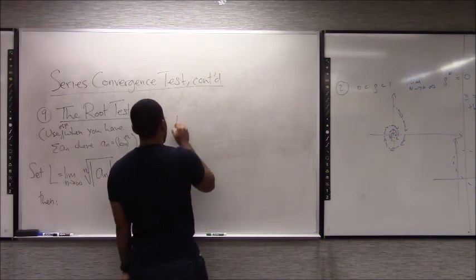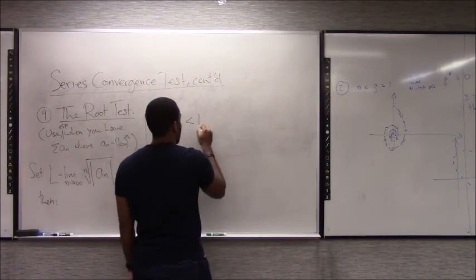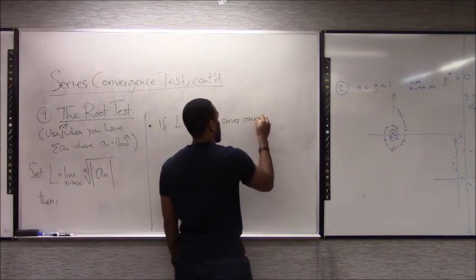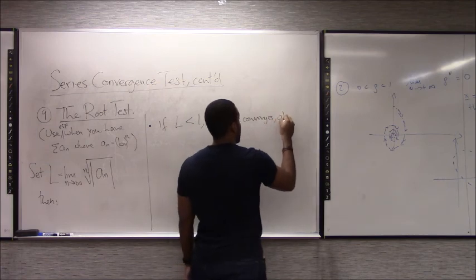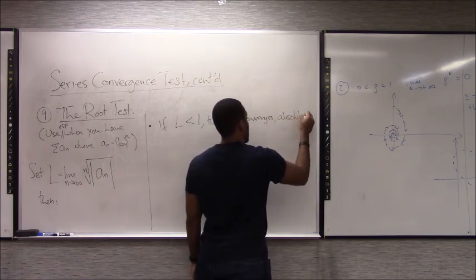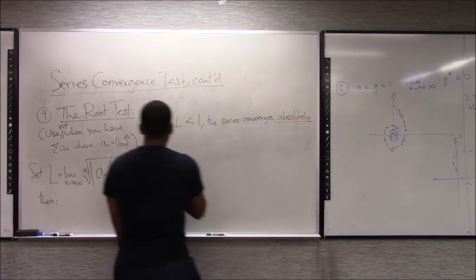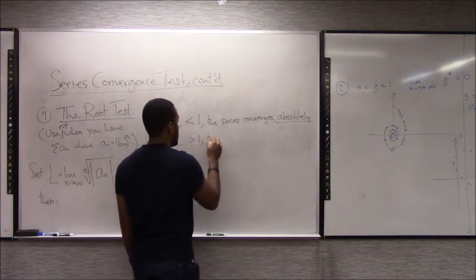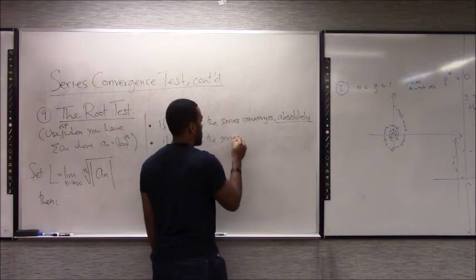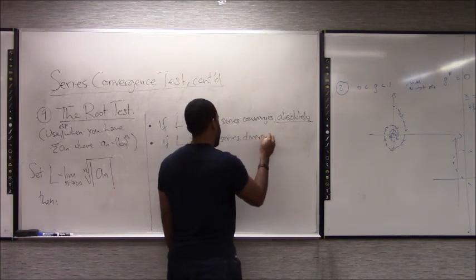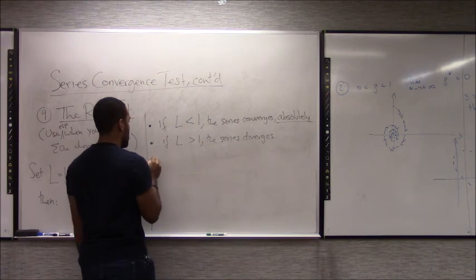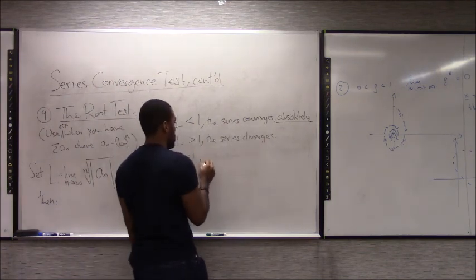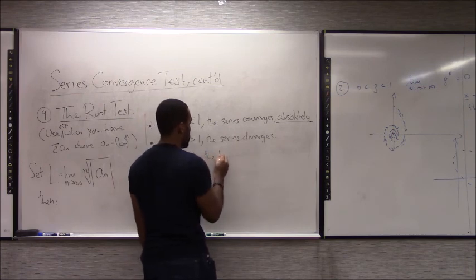Now, if your L is less than 1, the series converges. In fact, it converges absolutely. If your L is larger than 1, the series diverges. And like the ratio test, if L equals 1, this test is inconclusive. Use something else.